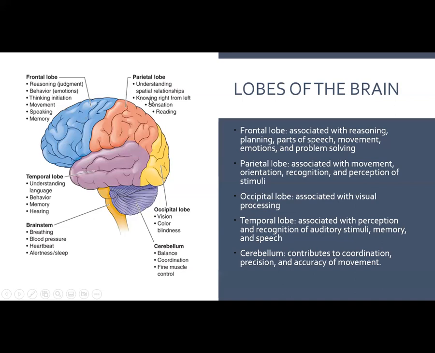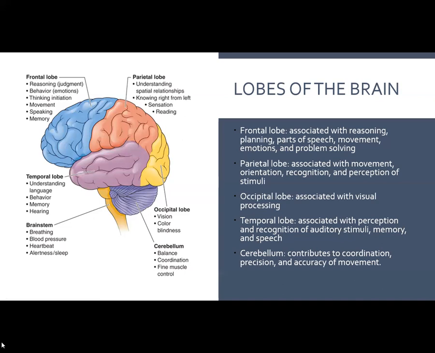Parietal lobe is understanding spatial relationships, knowing right from left, sensation, reading. Your occipital is vision, color blindness, and vision. Your temporal lobe is understanding language, behavior, memory, hearing. So that's here. Your cerebellum, like I said before, is that coordination.